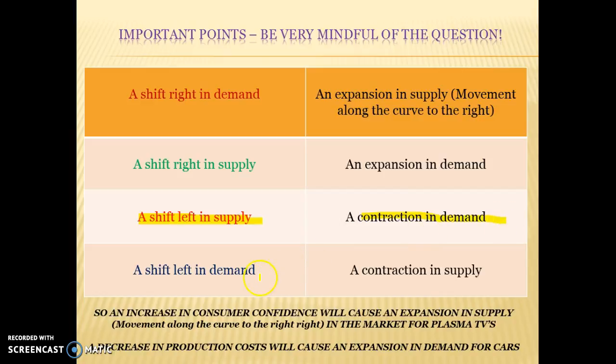And if demand curve shifts to the left, that's going to lead to lower prices and will lead to a contraction in supply. So an example of that would be if there's an increase in consumer confidence. That's going to lead to a demand curve shifting to the right and will end up leading to a higher price and an expansion in supply. And decrease in production costs will cause lower prices and will cause an expansion in demand.